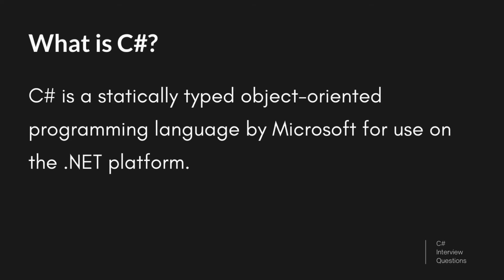Let's start. First question, what is C#? C# is a statically typed, object-oriented programming language by Microsoft for use on the .NET platform that you can use to write programs that will run on Windows, web, mobile, and IoT.